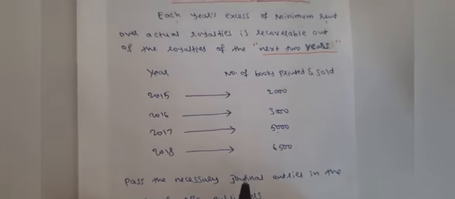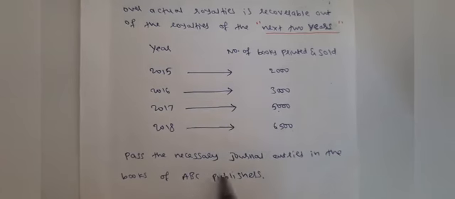To pass the journal entries, first of all we have to prepare the royalty chart. Here they have not asked to prepare the royalty chart, they have just asked to pass the journal entries. But first we have to prepare a royalty chart and then we can pass journal entries. So let's start the solution.